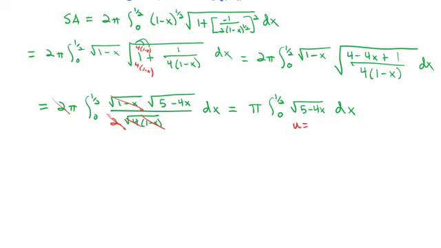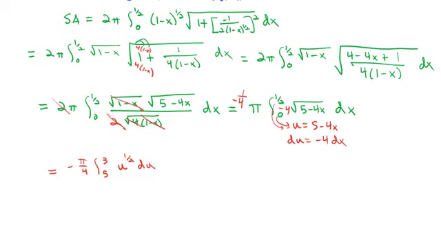We're going to use u substitution of 5 minus 4x, du is equal to negative 4 dx. So we'll multiply by negative 1/4 outside and negative 4 inside. And now we have negative pi over 4 times the integral. Plugging 0 in for u, 5 minus 0 is 5. Plugging the 1/2 into the u equation, 4 times 1/2 is 2. 5 minus 2 is 3. And we're just left with u to the 1/2 du.